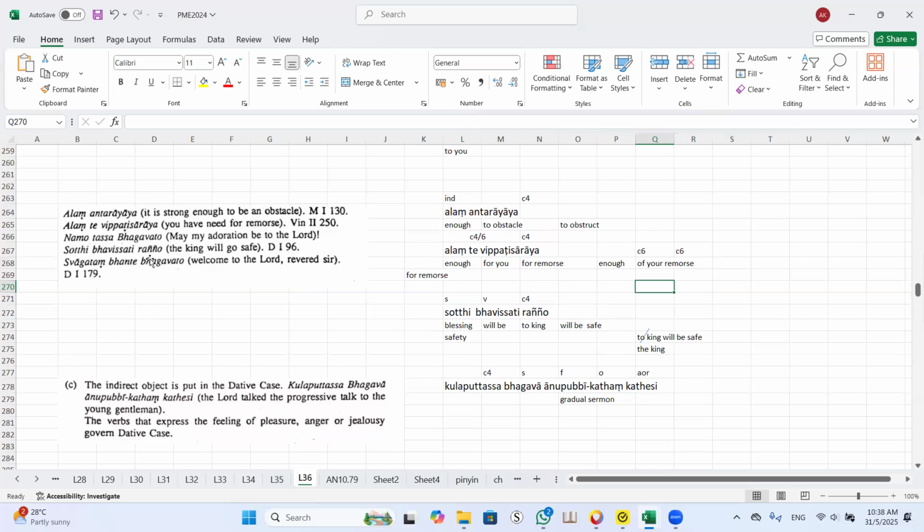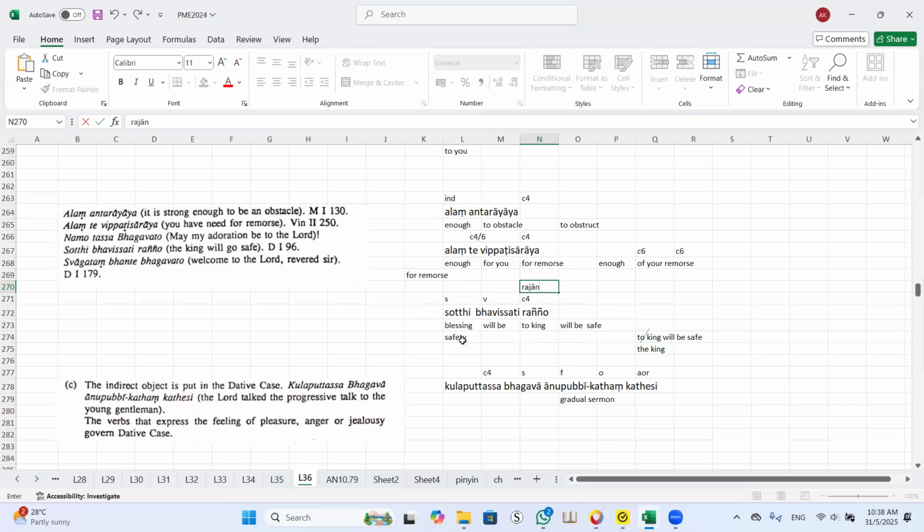Okay, the next one is Kesoti Bhavisati Ranyo. This comes from the word Rajan. Rajan, Raja. So Rajan, when you decline it, is Ranyo. This Ranyo is a dative, 2 or 4, we don't get. Okay, in this case, the Soti is a verb.